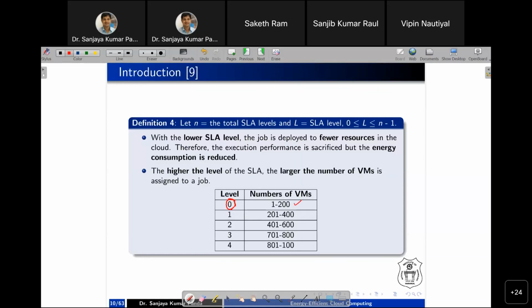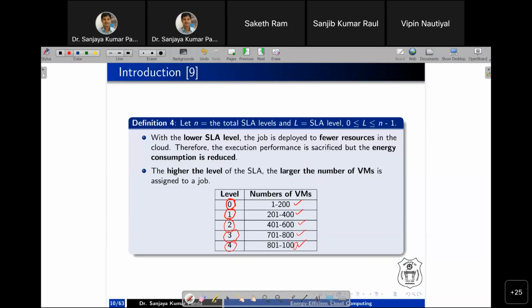But if you go for multinational companies, they are running a lot of jobs simultaneously. In that case, they can go for a higher level of service level agreement. For example, if you go for level 1, you will get 201 to 400 virtual machines. If you go for level 2, you will get 401 to 600 virtual machines. Level 3 will give you 701 to 800. And similarly, level 4 will give you 801 to 1000.